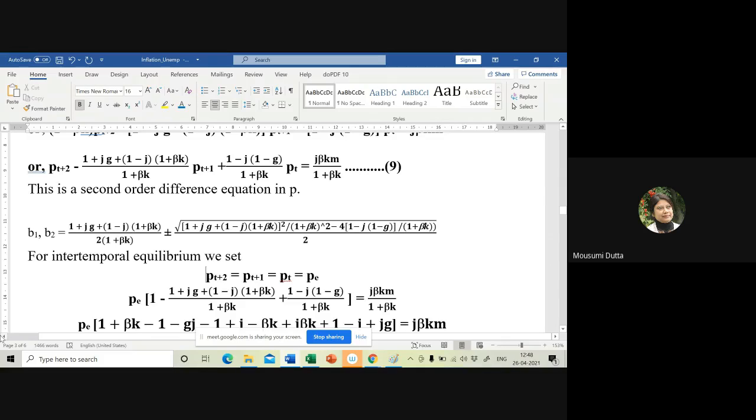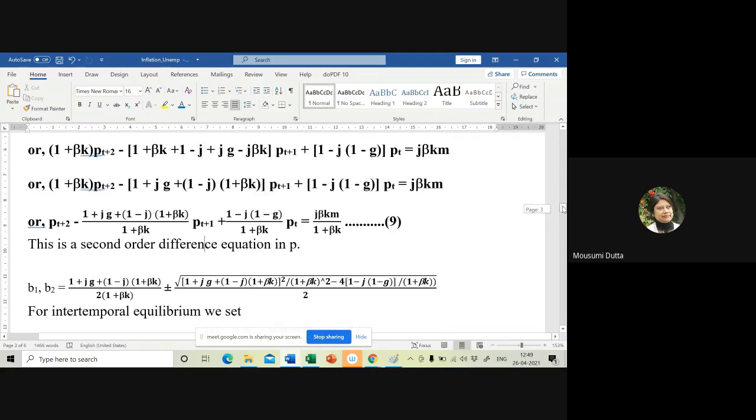once we get equation number 9, I'll be able to find out PE. It is easy to find out PE. So please derive PE. For intertemporal equilibrium, we set PT plus 2 equal to PT plus 1 equal to PT equal to PE in equation number 9. For intertemporal equilibrium, we set all the time values equal to PE. So, using equation number 9, please derive the equilibrium inflation rate. Using equation number 9, tell me what will be PE. Equilibrium rate of inflation, and that will be equivalent to PI, the particular integral.